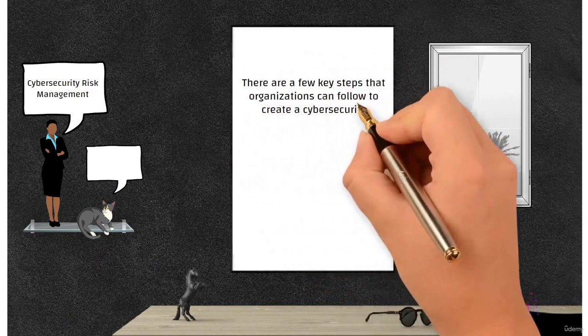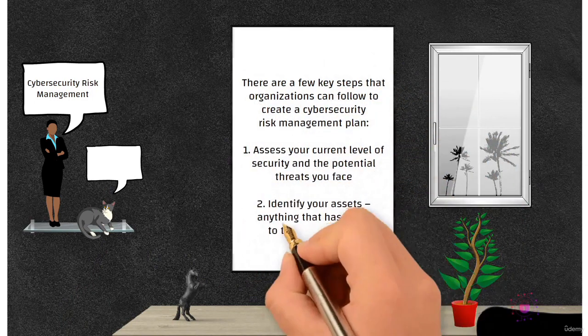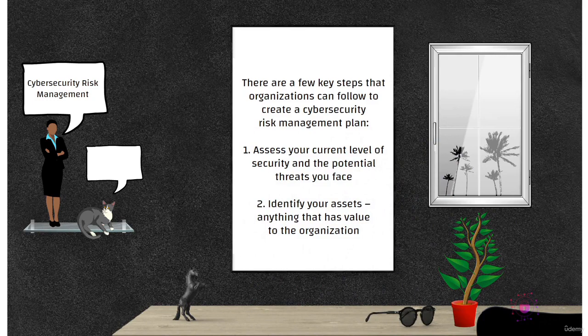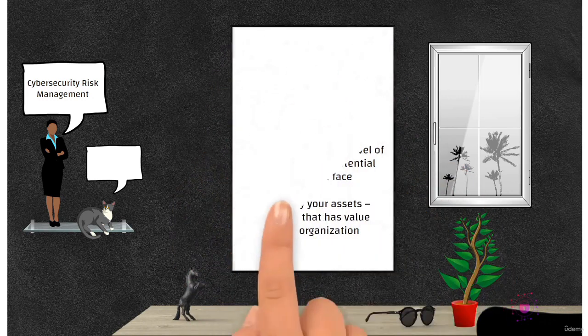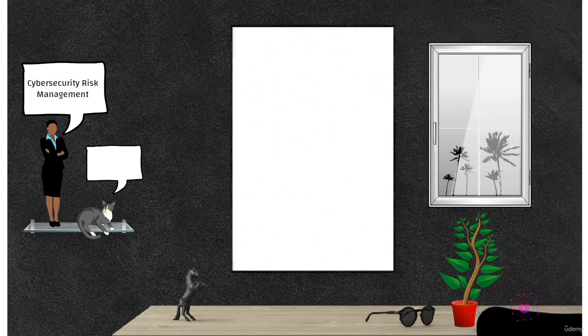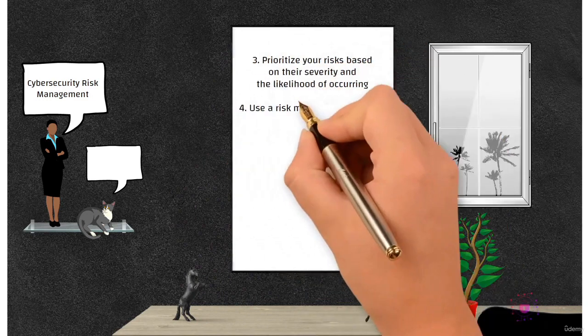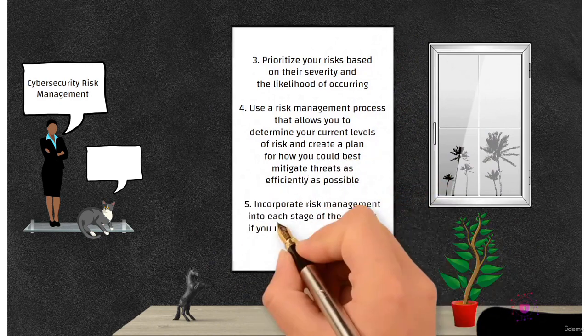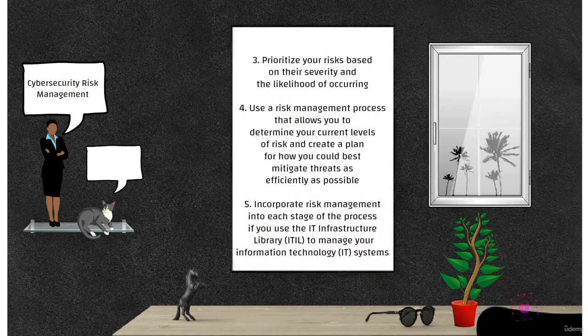There are a few key steps that organizations can follow to create a cybersecurity risk management plan. 1. Assess your current level of security and the potential threats you face. 2. Identify your assets, anything that has value to the organization. 3. Prioritize your risks based on their severity and the likelihood of occurring. 4. Use a risk management process that allows you to determine your current levels of risk and create a plan for how you could best mitigate threats as efficiently as possible.